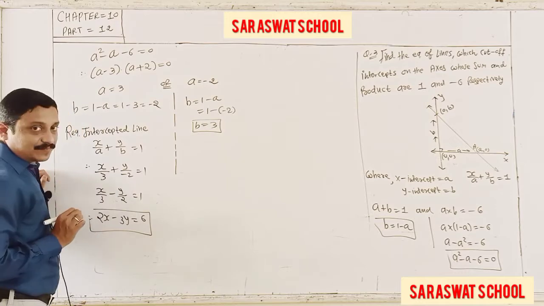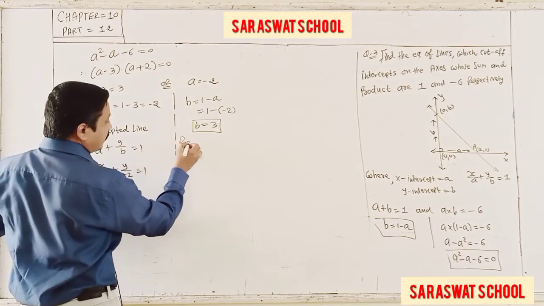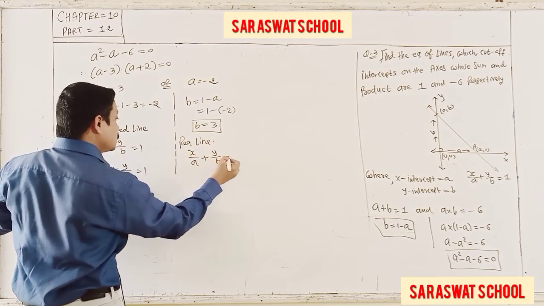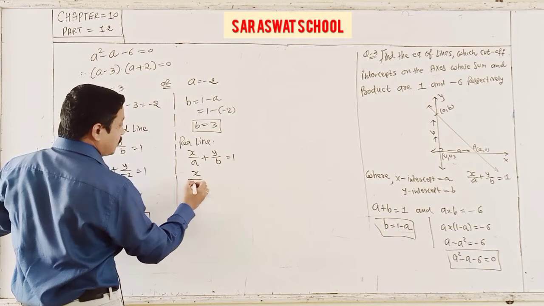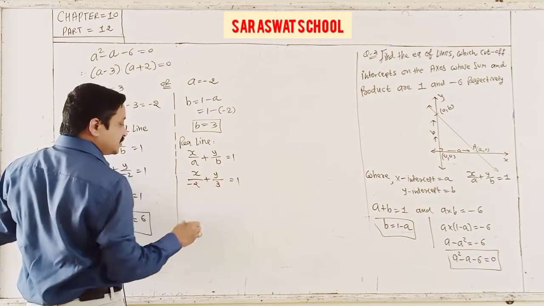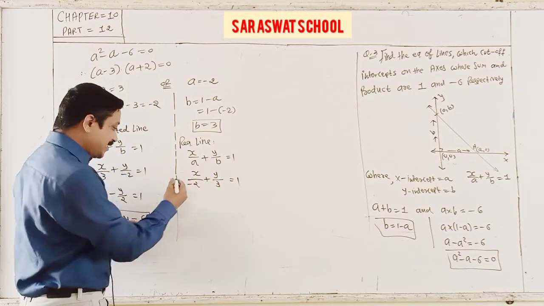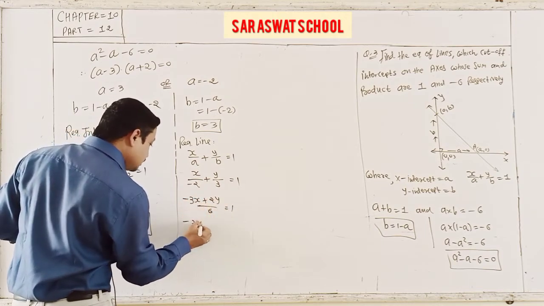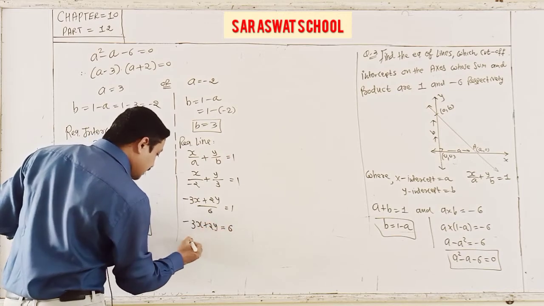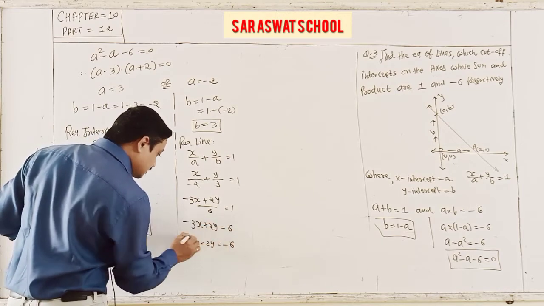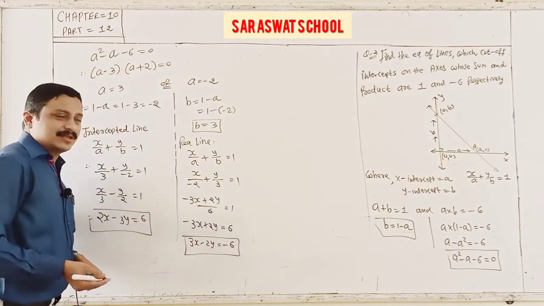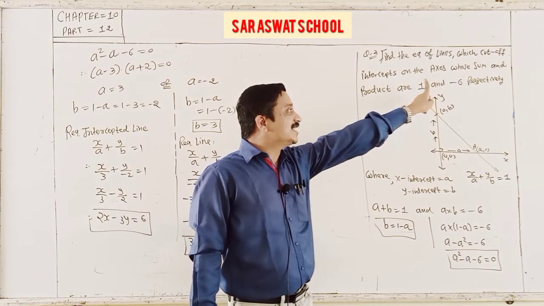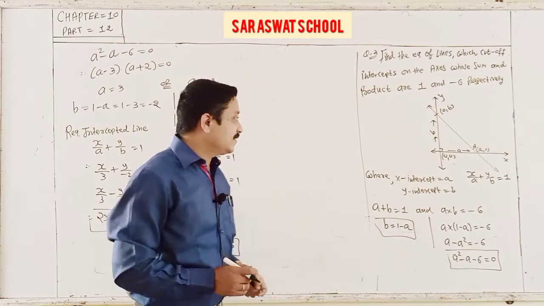That's your first answer. Similarly here, the required line, x by a plus y by b. What's your a? Minus 2. B is 3. And take LCM, minus 3x plus 2y by 6. So minus 3x plus 2y is equal to 6, or 3x minus 2y is equal to minus 6. That's your second answer. And very easily you can plot that intercept line with product and addition. Addition is 1 and product is minus 6.